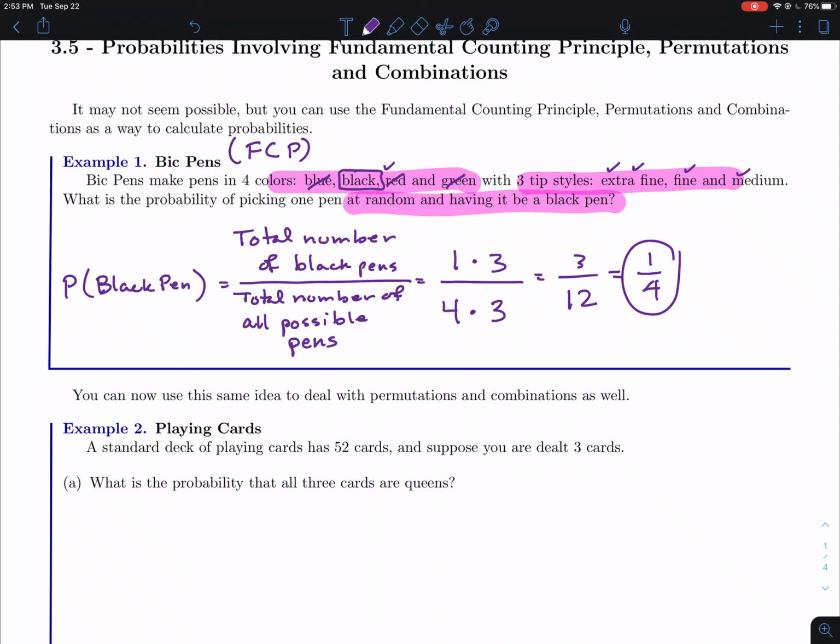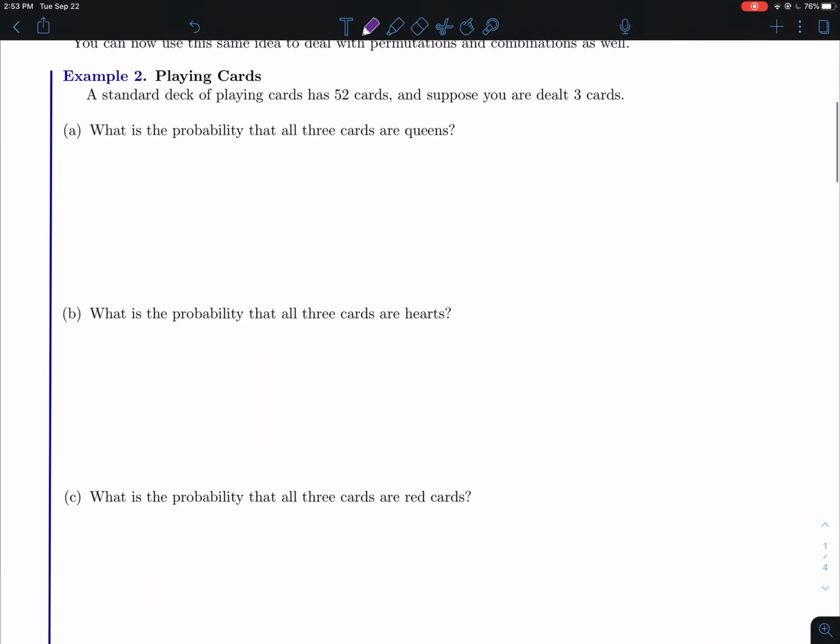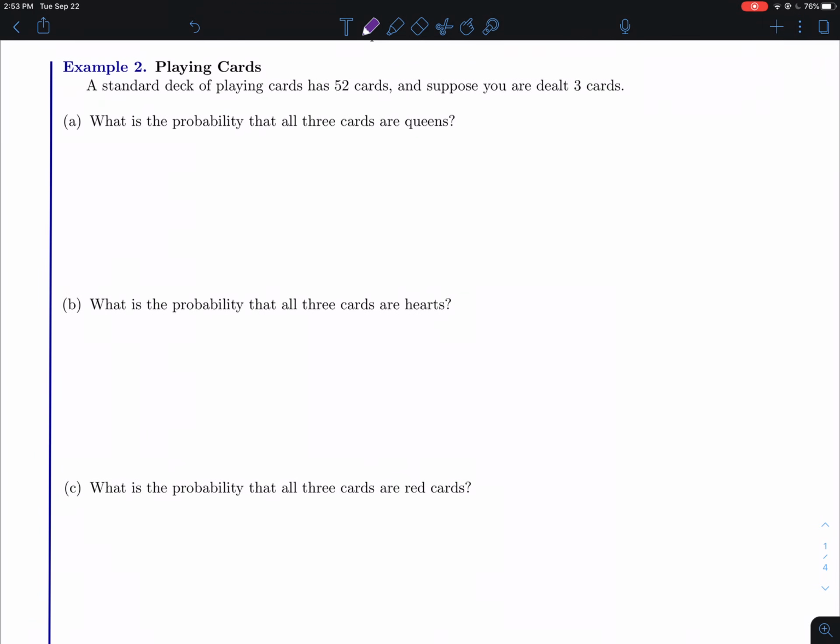So the probability of getting a black pen would be 1 out of 4, or 25% in this case. All right, everybody okay with that? Perfect. All right, so let's move on to example 2. So example 2, we've got playing cards. A standard deck of playing cards has 52 cards. Suppose you're dealt 3 cards.